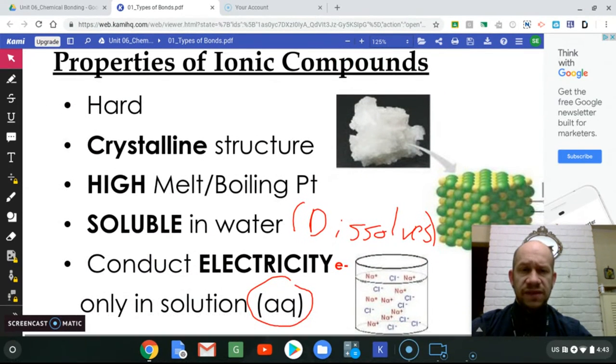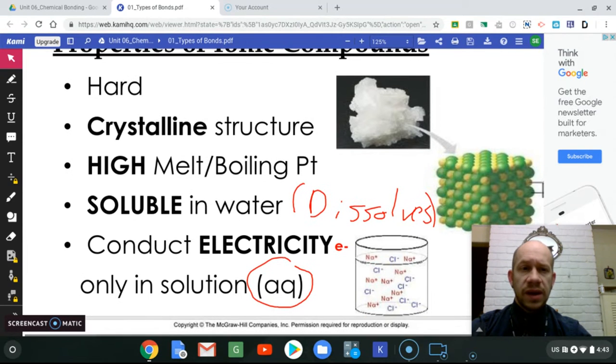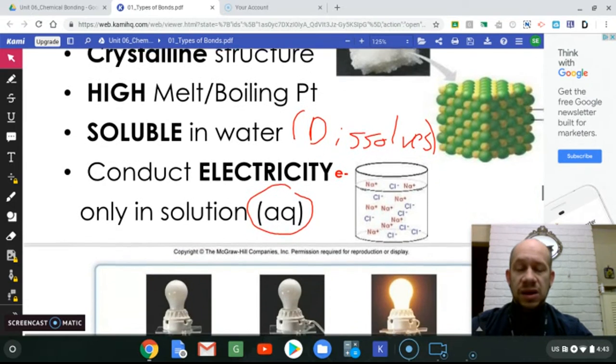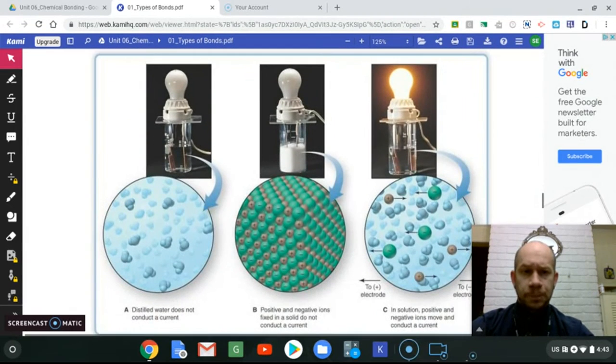Ionic compounds are very hard. They have a crystalline structure, kind of cubic. They have a very high melting and boiling point. They are soluble in water, which means it dissolves, and they can conduct electricity only in solution. So when I dissolve sodium chloride in water, it's now aqueous and now conducts electricity due to the mobile ions. And recall, ions are particles with a charge.